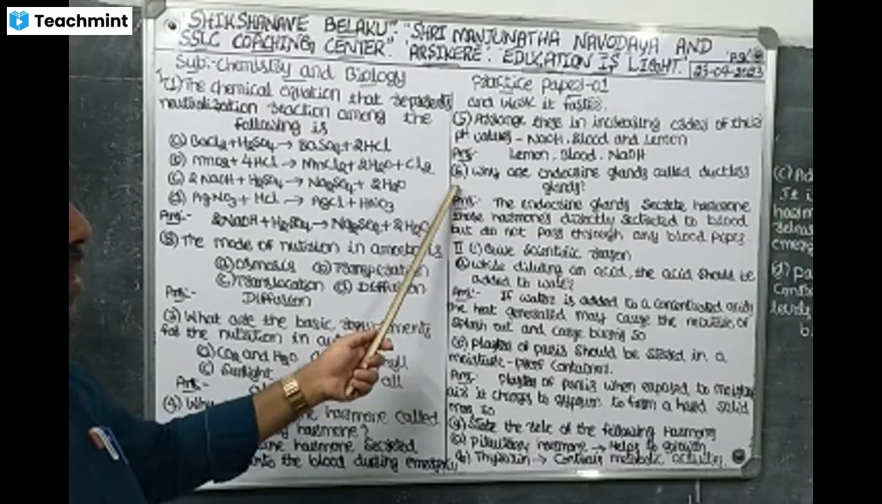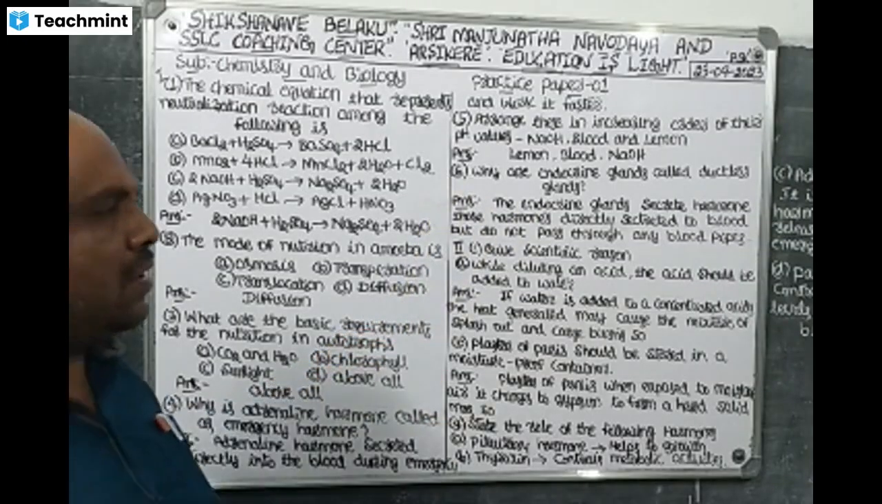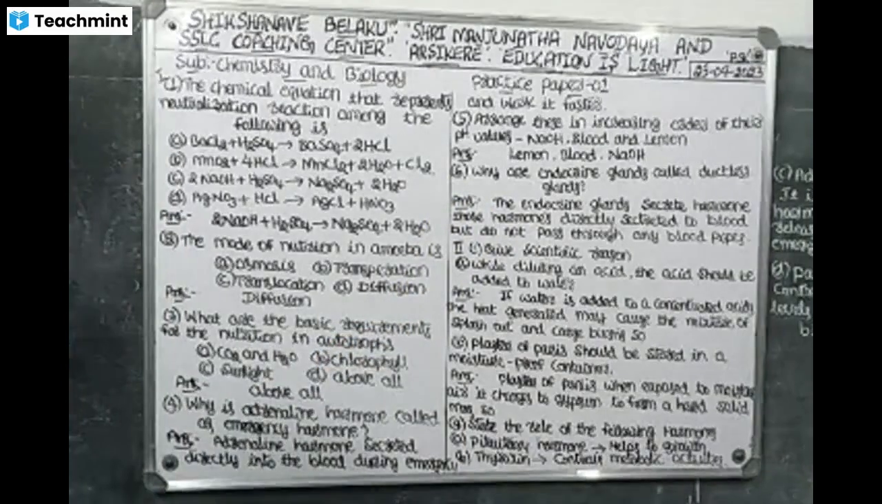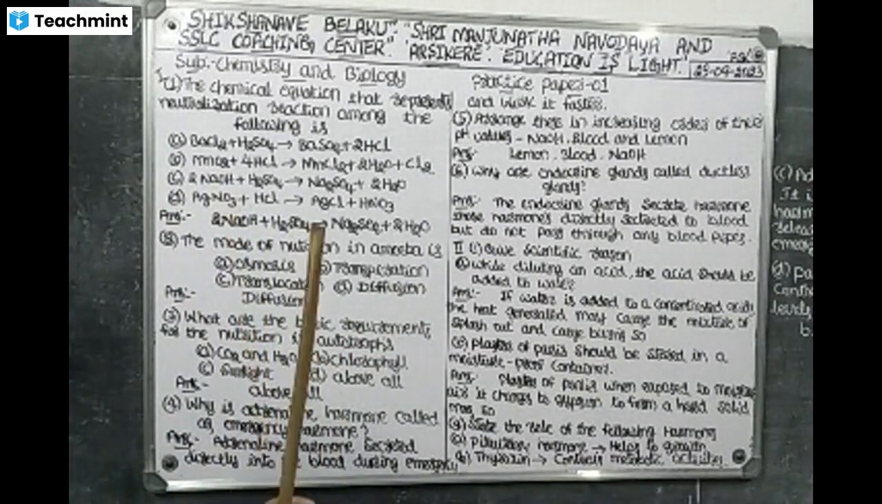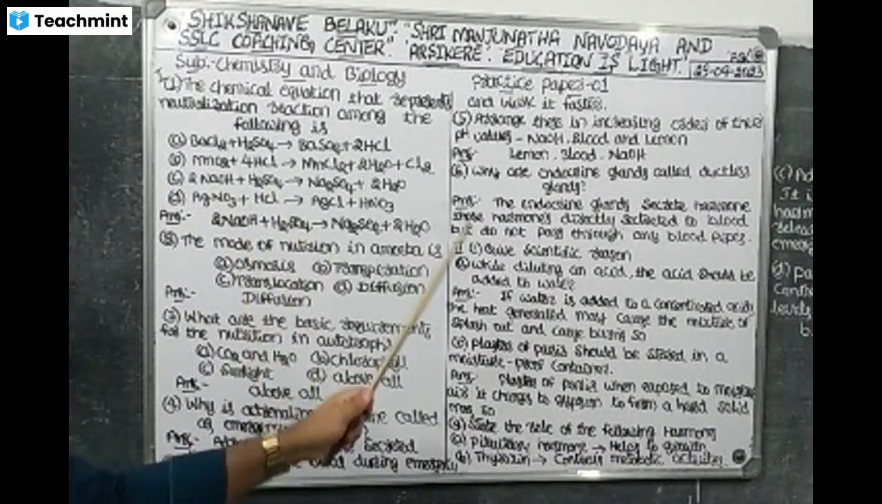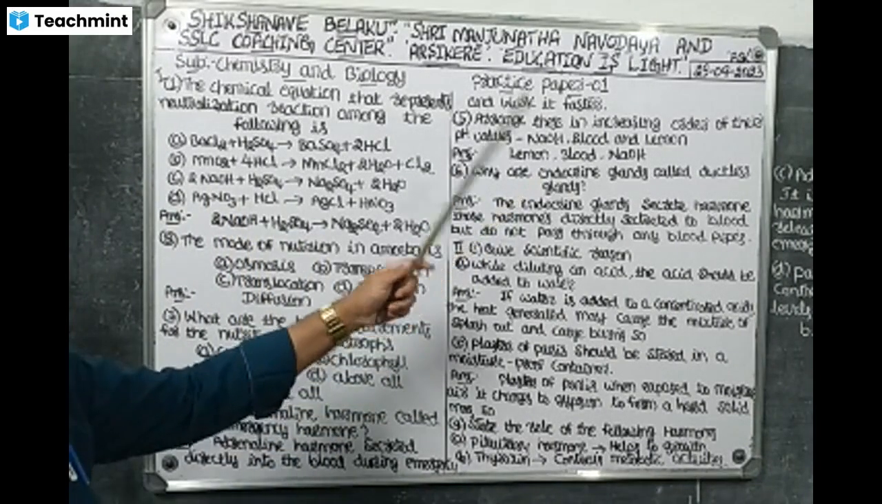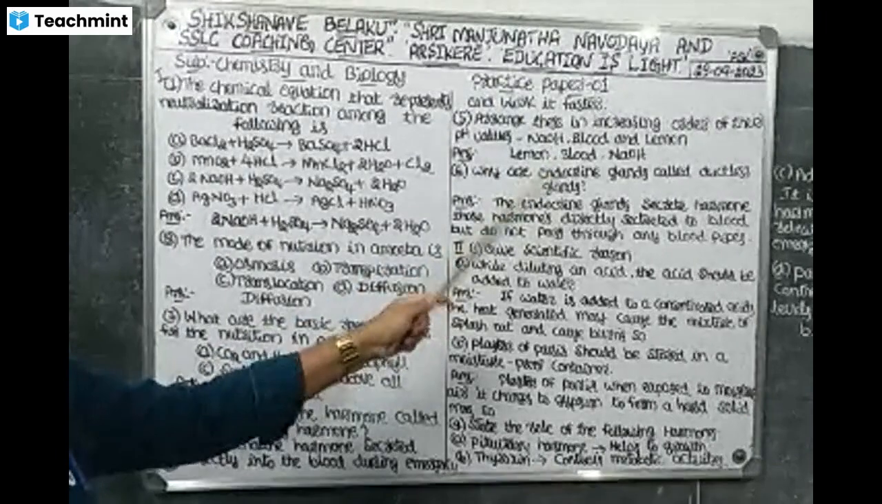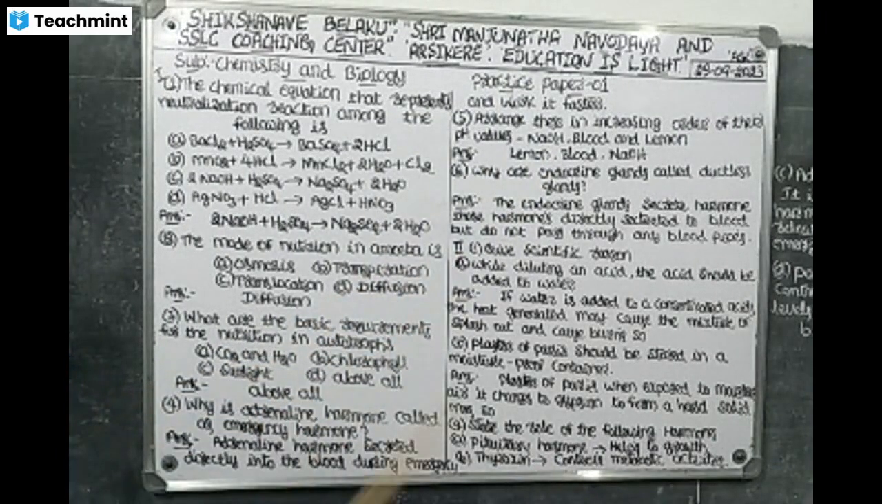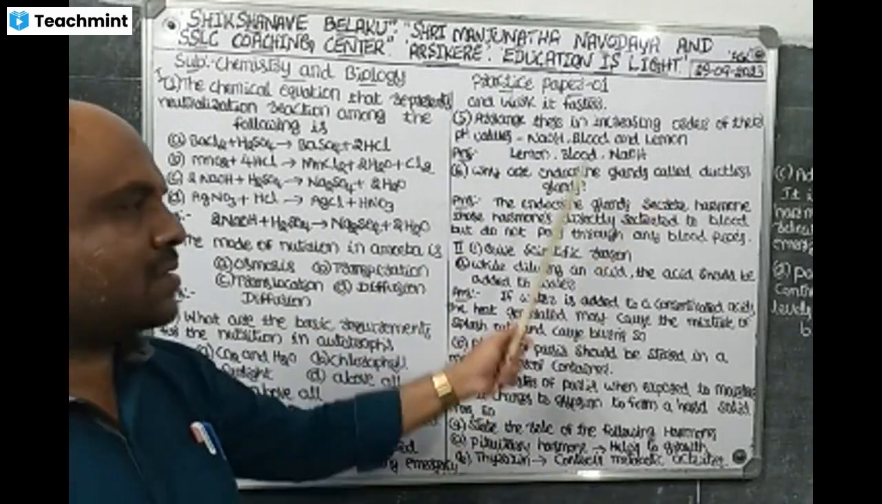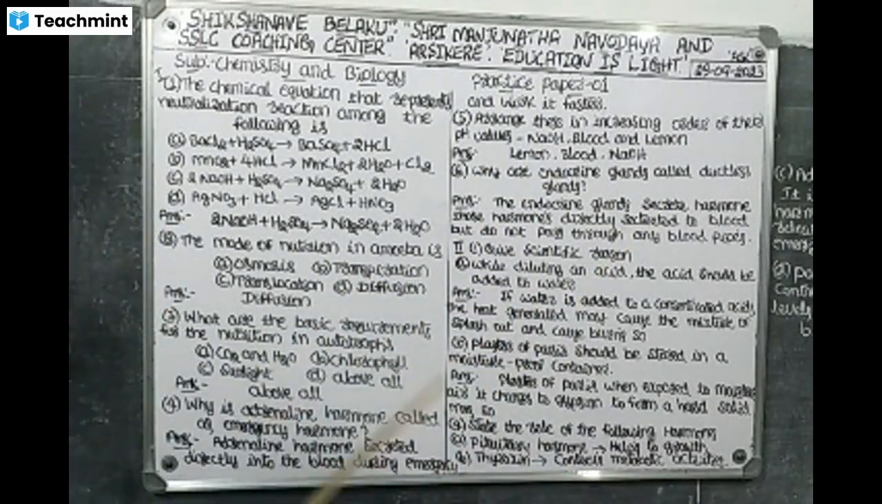Question number 6: why are endocrine glands called ductless glands? Duct means tube. These endocrine glands secrete hormones, and those hormones do not pass through tubes, so they are known as ductless glands.